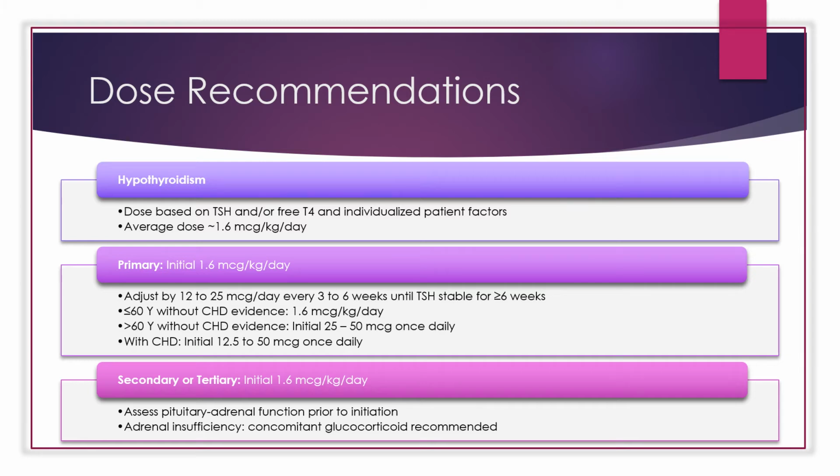Patients that are greater than 60 years of age without evidence of coronary heart disease start with an initial dose of 25 to 50 micrograms once daily. For patients with coronary heart disease, you want to start with an initial dose of 12.5 to 50 micrograms once daily. For secondary or tertiary hypothyroidism, patients should undergo assessment of their pituitary adrenal function prior to initiation of therapy. If shown to have adrenal insufficiency, concomitant administration of a glucocorticoid is recommended to prevent an adrenal crisis. You want to also start with an initial dose of 1.6 micrograms per kilogram per day.